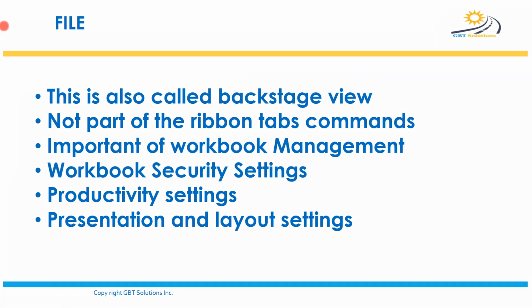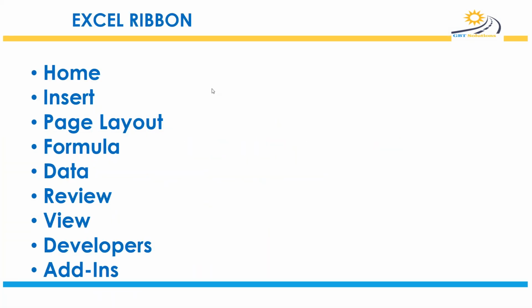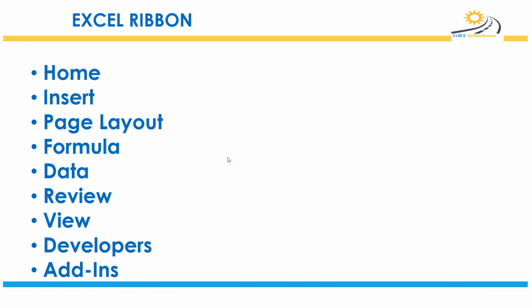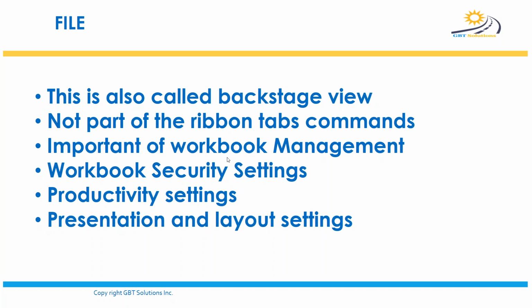And like we said, we have the File ribbon, which we call the backstage. Although this is in the same line with the ribbon, it is not part of the ribbon. We have to understand that this is a backstage view or the background view of Excel, where most of the worksheet and workbook setup take place.